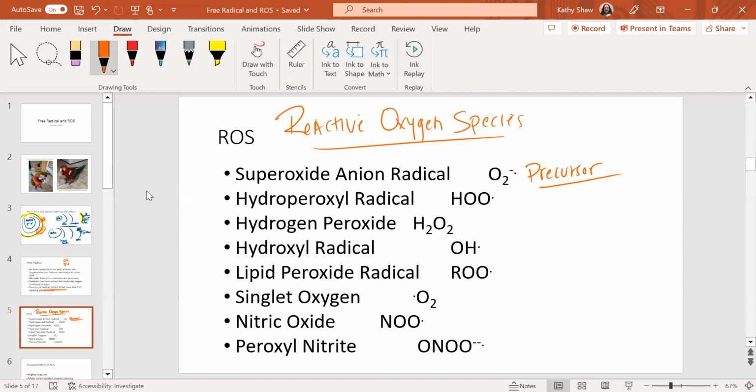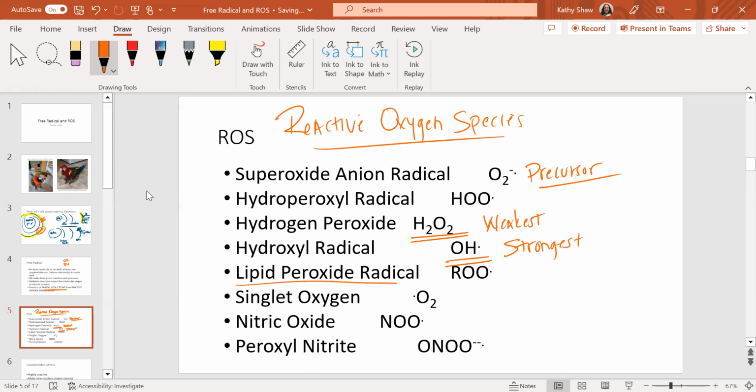We have the hydroperoxide radical, the second one. We have hydrogen peroxide, plain old H2O2. That's the weakest of all of these. And we'll see how we make that, use it, and everything. Then we're going to have the hydroxyl radical. That's one of the ones we'll ultimately be talking about when we're talking about lipid peroxidation, which is really where we're going with this, what we're setting up for. That's the strongest one.